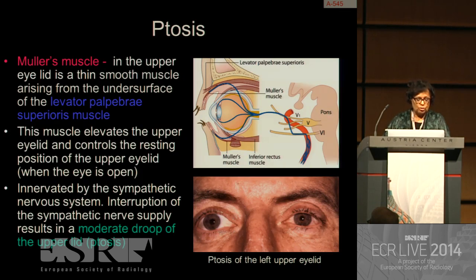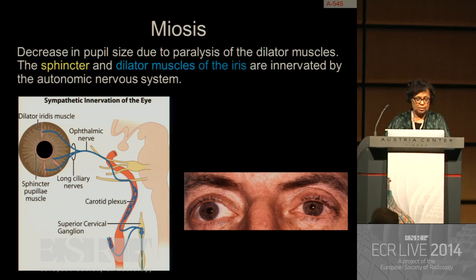So let's look first at ptosis. So we have Müller's muscle, which is this small, thin smooth muscle that's found on the undersurface of the levator palpebrae superioris muscle. And this muscle elevates the upper eyelid and controls the resting position of the upper eyelid when the eye is open. And it's innervated by the sympathetic nervous system. So when you have an interruption to the sympathetic supply, this results in the drooping of the upper eyelid, which is referred to as a ptosis.